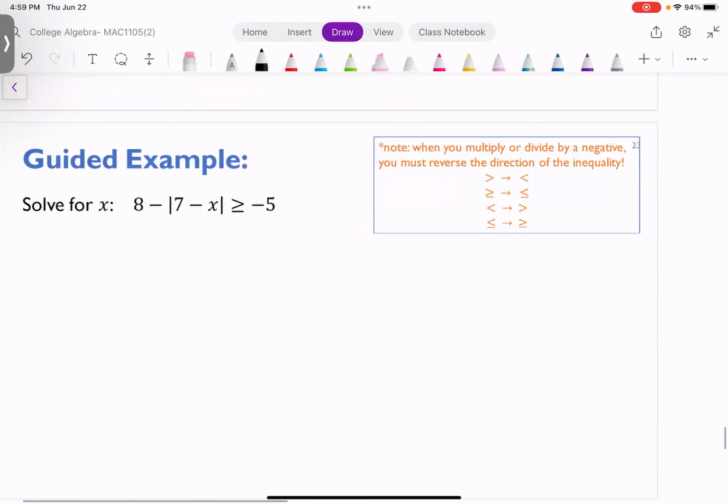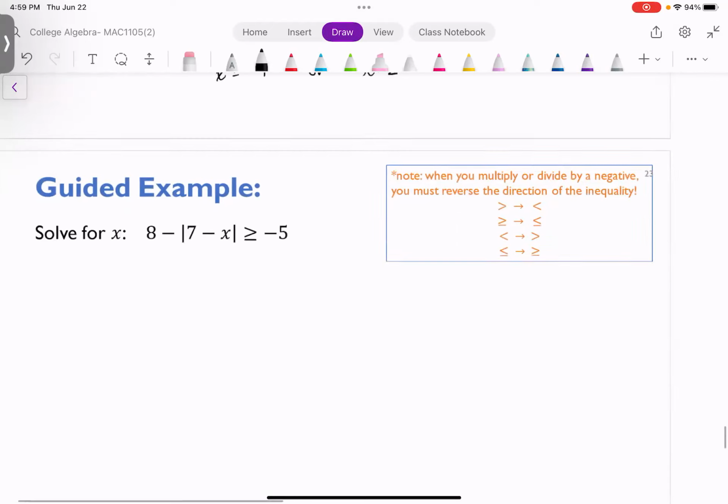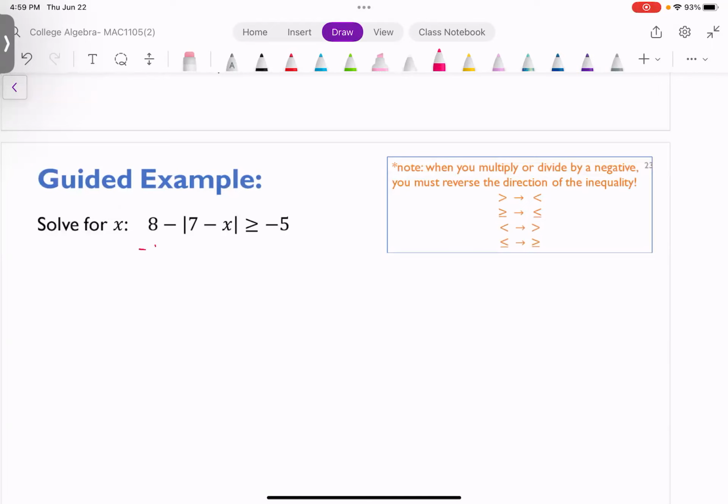And I have another example here, and you can see there's some help text. I'll get to that in just a moment. I'm going to follow those same steps in order to solve for x. I'm going to isolate the inequality by subtracting 8 from both sides of the equal sign. This gives me negative absolute value of 7 minus x is greater than or equal to -13.